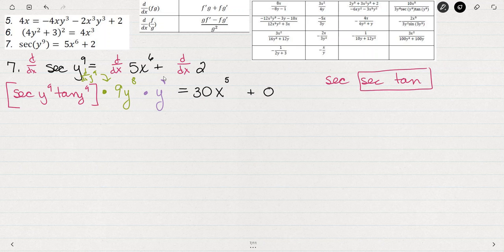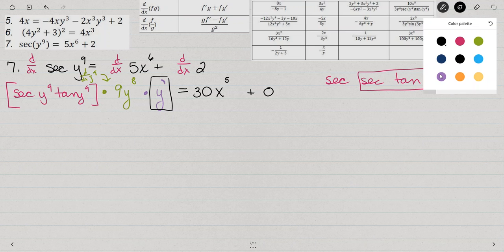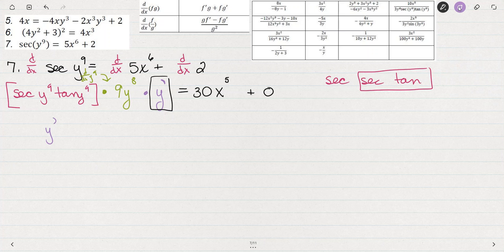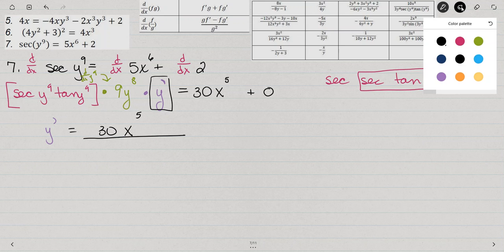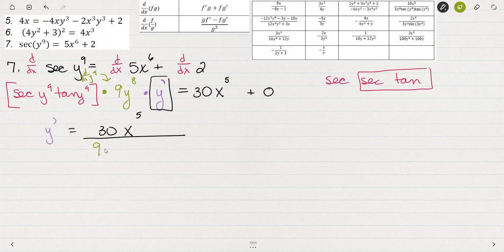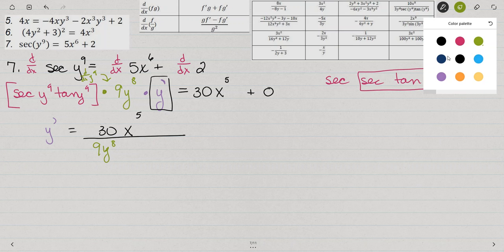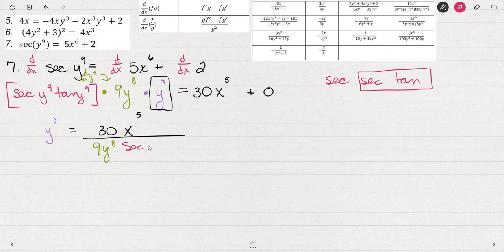Now I'm going to solve for y prime. So I'm going to say y prime is 30x to the 5th over, I'm going to pull that green 9y to the 8th up in front. So 9y to the 8th times secant y to the 9th times tangent y to the 9th. And you should find that answer right here.